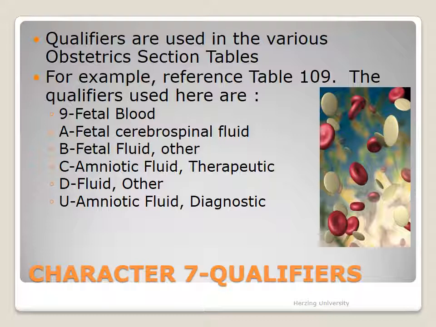For example, for an extraction involving the use of forceps, one of the following qualifier values would be used. Low forceps with a value of 3, mid forceps with a value of 4, or high forceps which have a value of 5. Not all of the 7 character values are used for each root operation. Coders must reference the obstetric tables to determine the 7 character values that are applicable to each root operation.